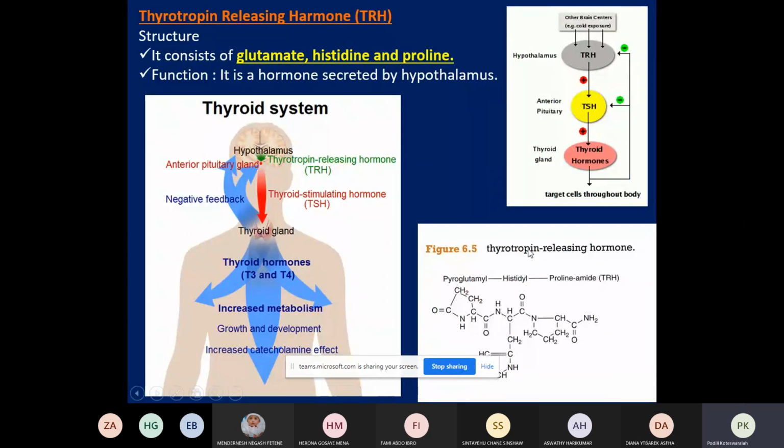Then coming to the thyrotropin releasing hormone. This thyrotropin releasing hormone consists of three amino acids, glutamic acid, histidine, and proline, and it is mainly secreted by the hypothalamus. It stimulates the release of TSH and also prolactin from the anterior pituitary. You can also see here, this is the thyrotropin releasing hormone, secreted from the hypothalamus, and it stimulates the release of TSH and prolactin from the anterior pituitary.